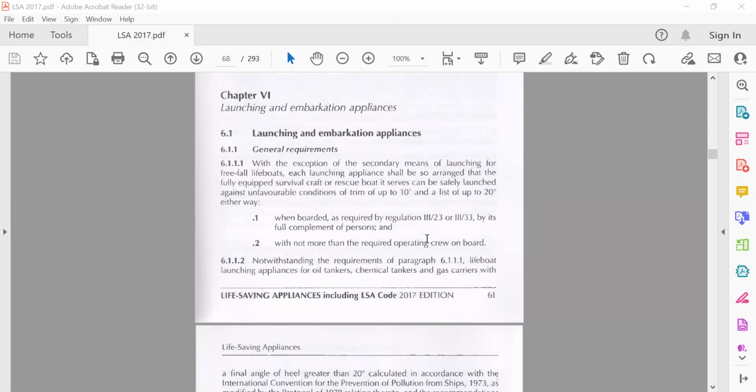Today we're going to be talking about chapter 6, launching and embarkation appliances, just like we have on the screen there. If we were to take this paragraph by paragraph, it would take a whole lot of time. So we're just going to summarize, and of course this does not stop us from going back to the book and reading off these things.